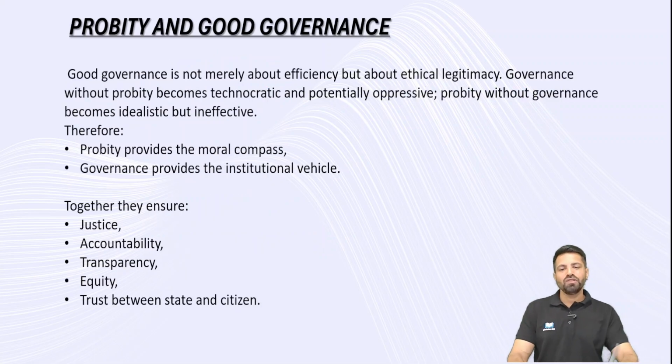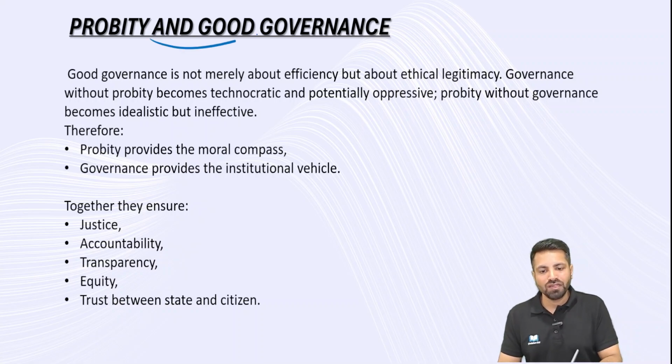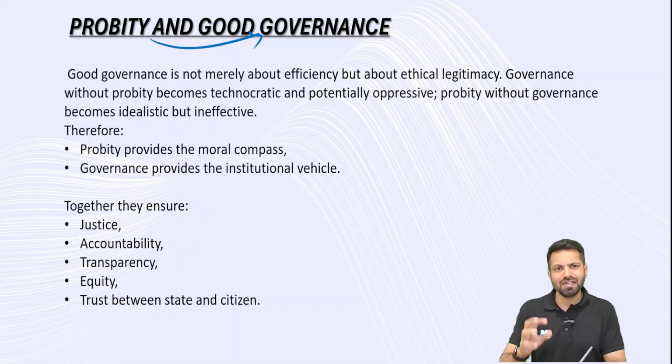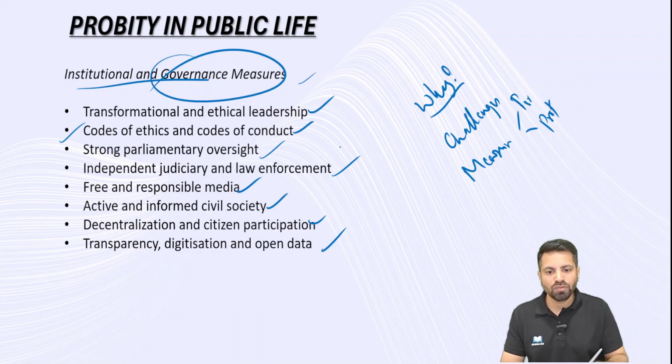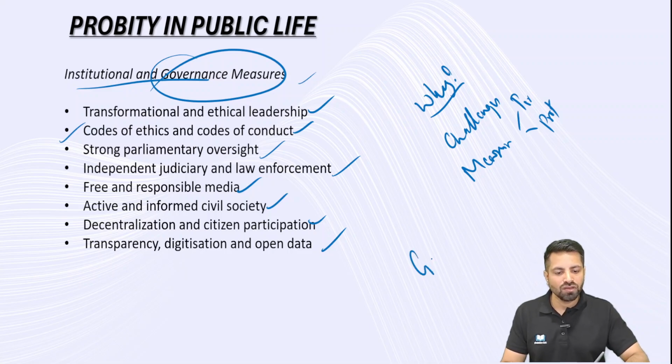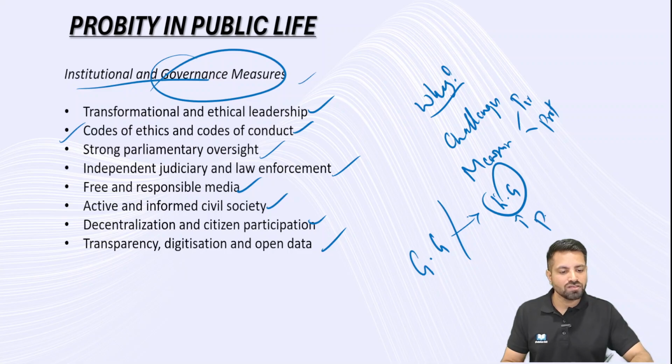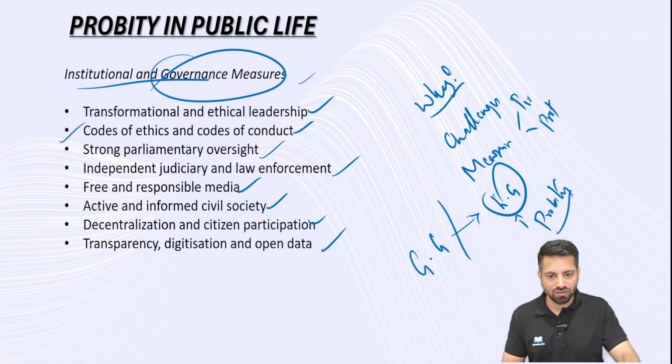Now here we are going to connect probity to good governance. Ultimately, in the last topic it was probity in public life. Why do we need probity in public life? For good governance. Governance is how you exercise power. So when you follow rules and regulations, it becomes good governance. Now you want to change this good governance to ethical governance. To change this into ethical governance, you need probity. So this is probity in public life.